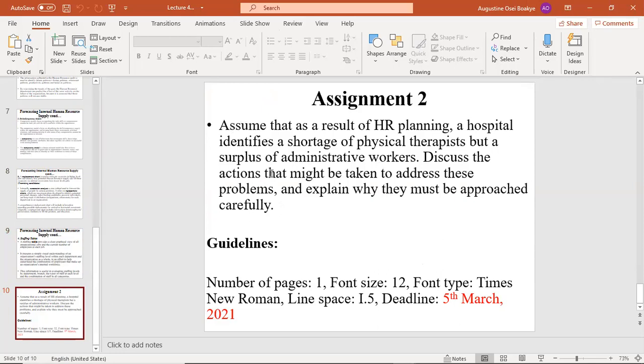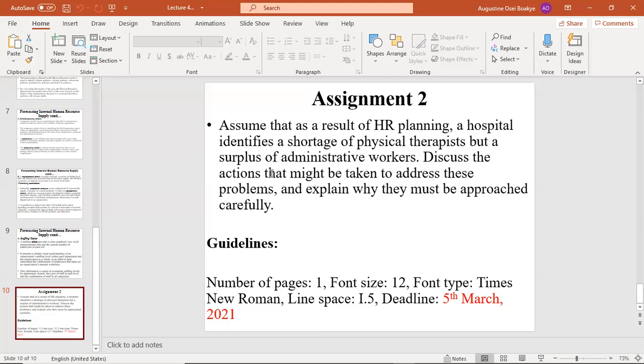You have to quickly solve it and present it. It's a very small analogy, simple in this sense. Assume that as a result of HR planning, a hospital identifies a shortage of physical therapists but a surplus of administrative workers. Discuss the action plan that might be taken to address these problems and explain why they must be approached carefully. So it's pretty much straightforward.